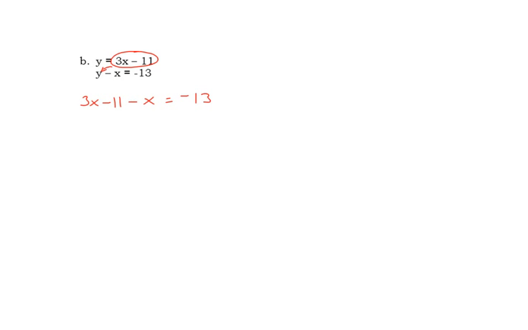Combine your like terms. 3x minus x is 2x. Minus 11 equals negative 13. Add 11 to both sides. So we get 2x equals negative 2. Divide both sides by negative 2, or I'm sorry, by positive 2. And x is equal to negative 1.